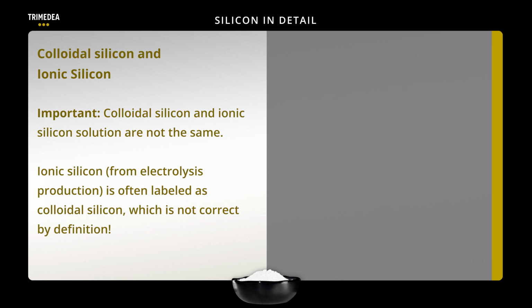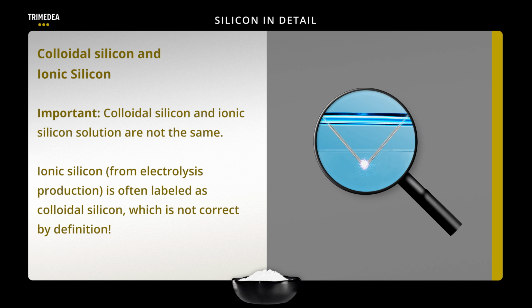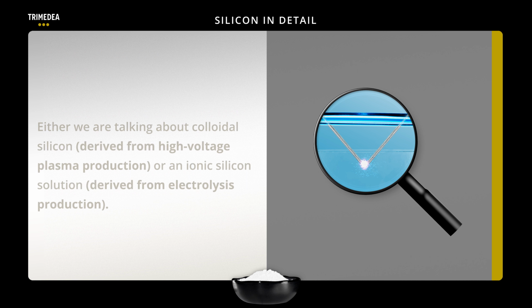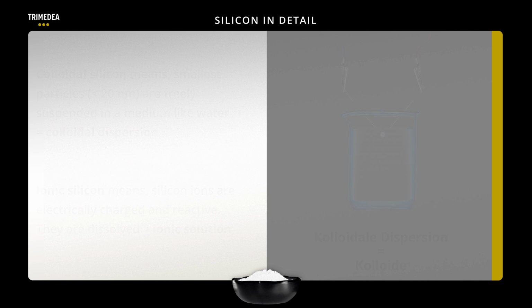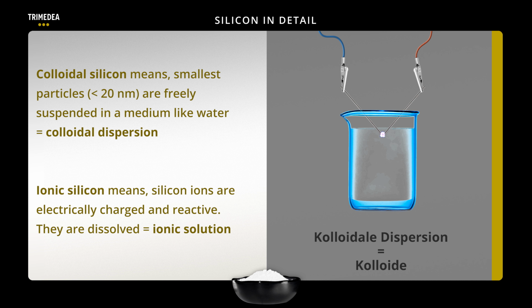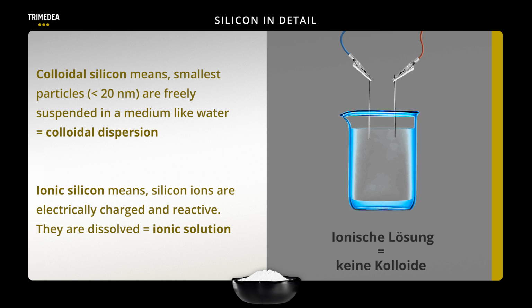It's important to know that colloidal silicon and ionic silicon solutions are not the same. Ionic silicon, produced by electrolysis, is often labeled as a colloidal silicon, which is not correct by definition. Either we are talking about colloidal silicon, derived from high voltage plasma production, or an ionic silicon solution, derived from electrolysis. Colloidal silicon means the smallest particles, smaller than 20 nanometers, are freely suspended in a medium like water, which is called a colloidal dispersion. Ionic silicon means silicon ions are electrically charged and reactive. They are dissolved, which is called an ionic solution.